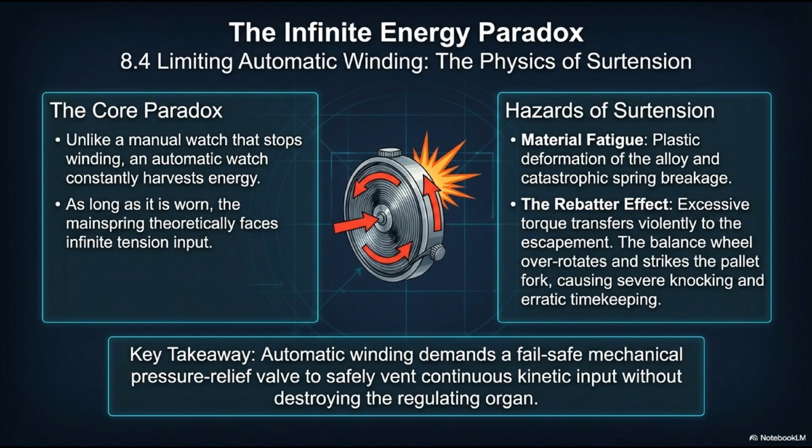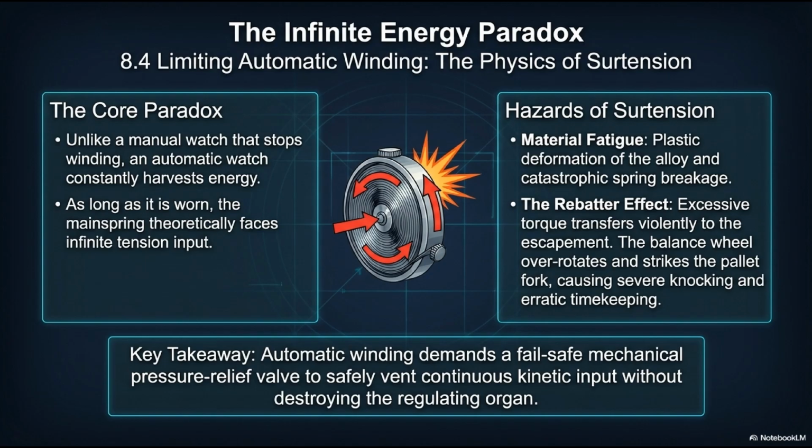The core paradox is this: unlike a manual watch, where you wind it until it hits a hard stop and you know it's full, an automatic watch constantly, relentlessly harvests energy. As long as the watch is on a moving wrist, the rotor spins. Therefore, the mainspring theoretically faces infinite, endless tension input. It never stops being wound.